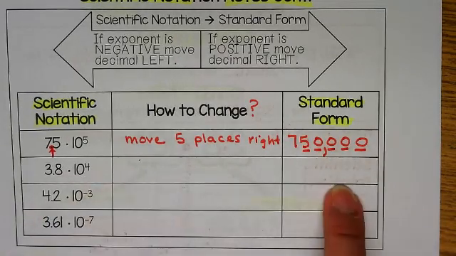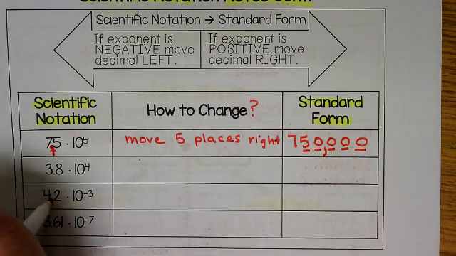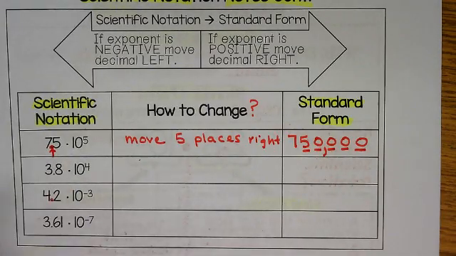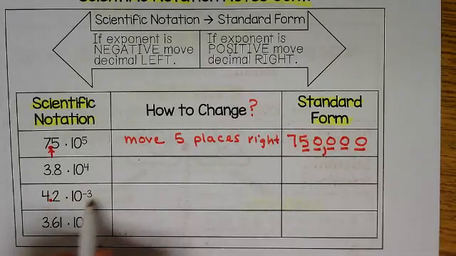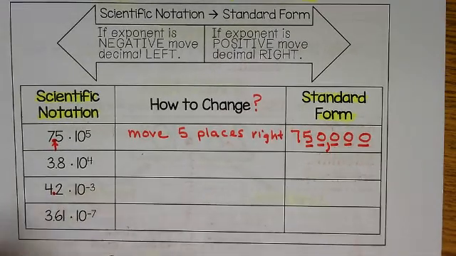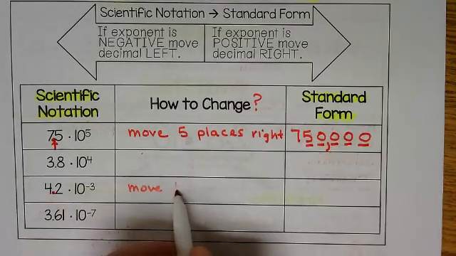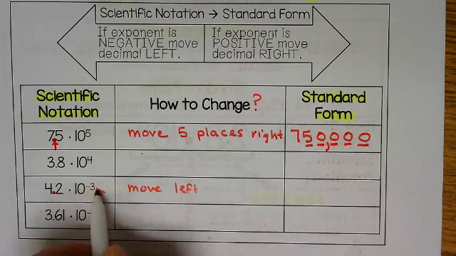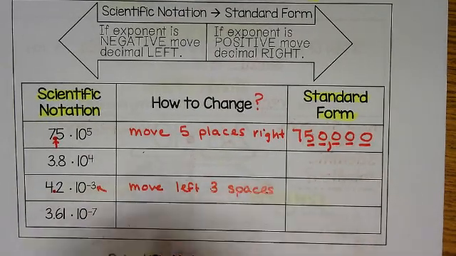Again, I'm going to leave the next one blank, and I want you to try it out. Okay, third example. I have 4.2 times 10 to the negative third. And let me remind you, you can pause this video anytime you need. So 4.2 times 10 to the negative third. We know that's a negative exponent, which means we're going to have a teeny tiny number. So instead of moving right this time, I'm going to move left. And I'm moving left how many spaces? I'm going to move left 3 spaces.